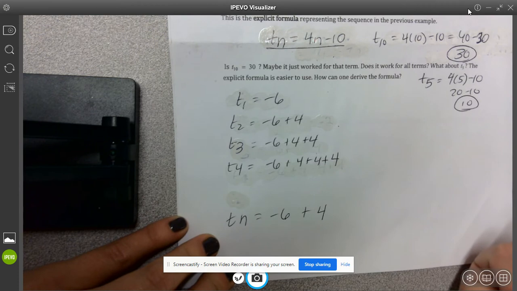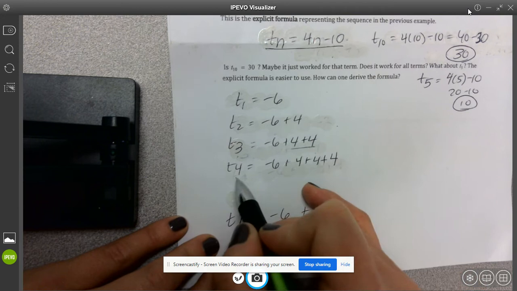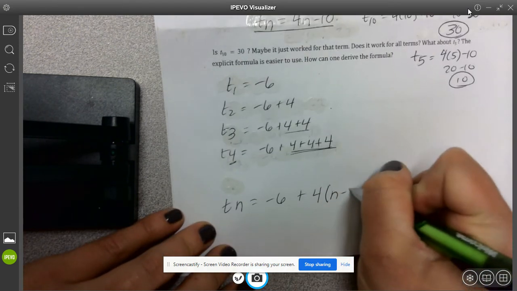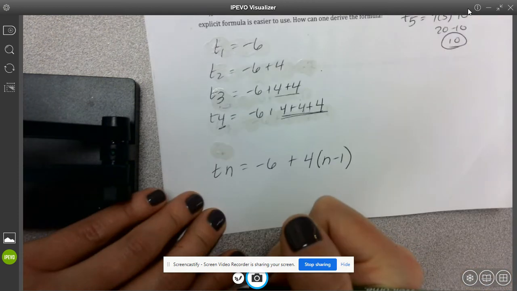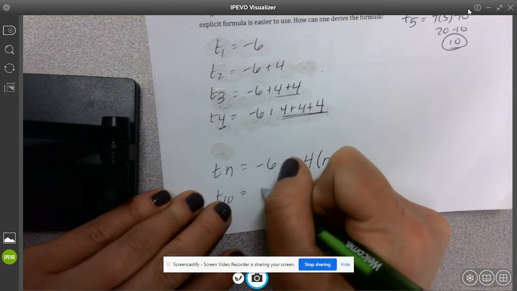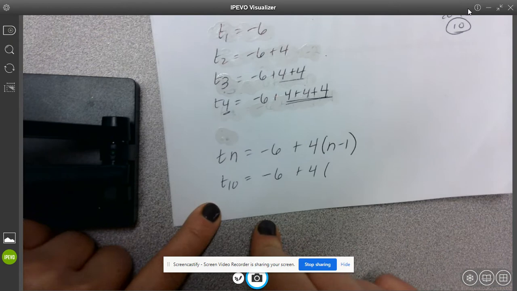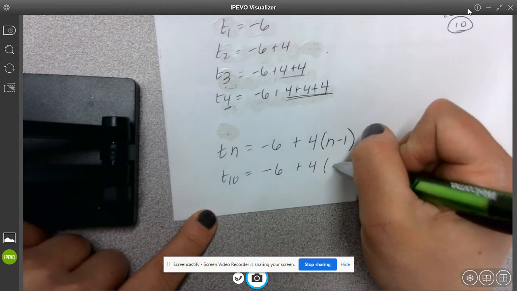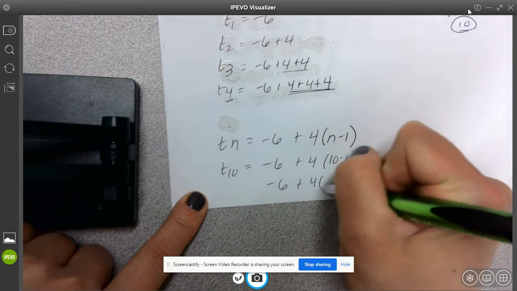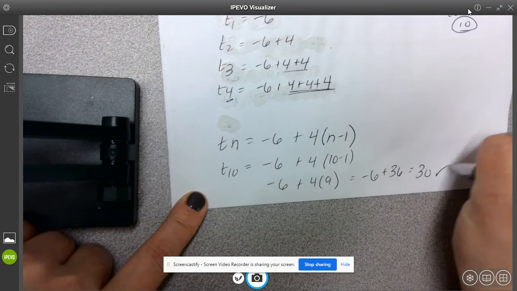How many 4s? Well, if my n is 3, let's say, I'm adding 1 less. I'm adding 2. If my n was 4, I'm adding 1 less, 3. So I'm adding 1 less 4, n minus 1 times. So if I want to find the 10th term, I'm taking -6 plus 4, and you start out with -6 as one of the digits, and you're adding 9 more. So when I'm doing this in the calculator, 10 minus 1 is 9, you're adding 9 4s, which is 36, which, yep, you get 30.